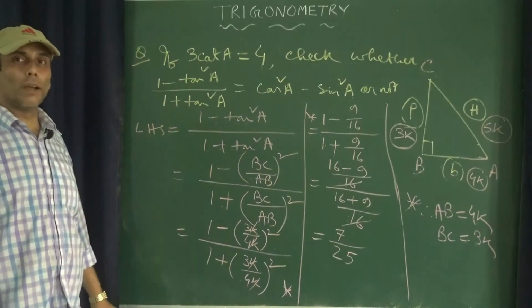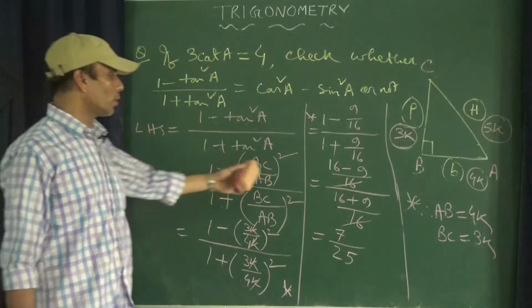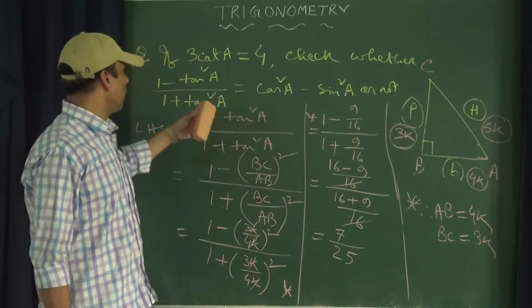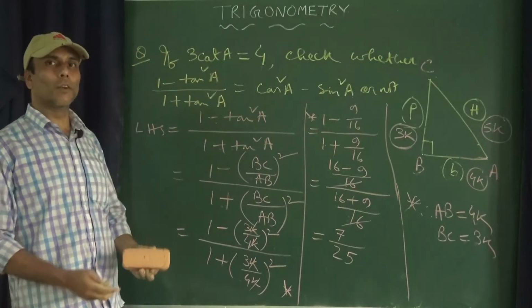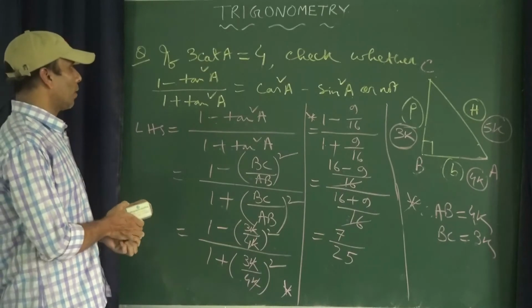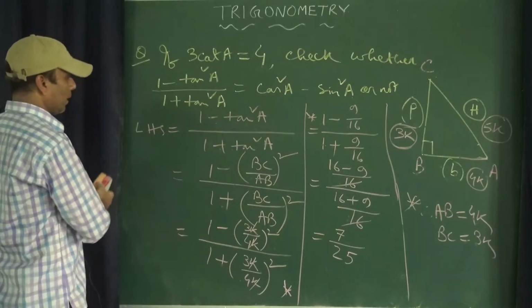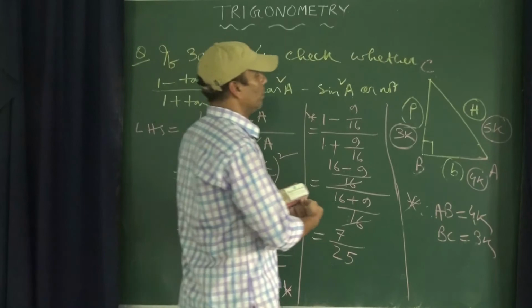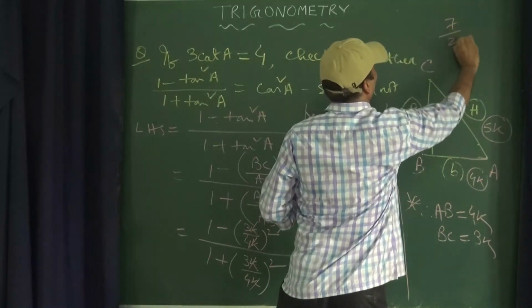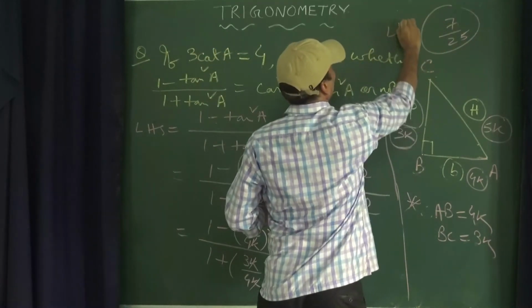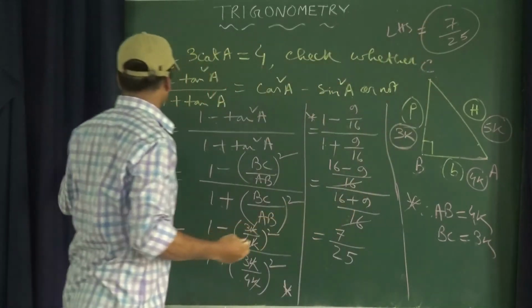Now the right hand side also we have to calculate. If we get 7 by 25 on the right hand side also, then our answer will be yes, they are equal. Otherwise our answer will be no, they are not equal. So now we are going to calculate the right hand side. Remember, 7 by 25 we have got on the left hand side.